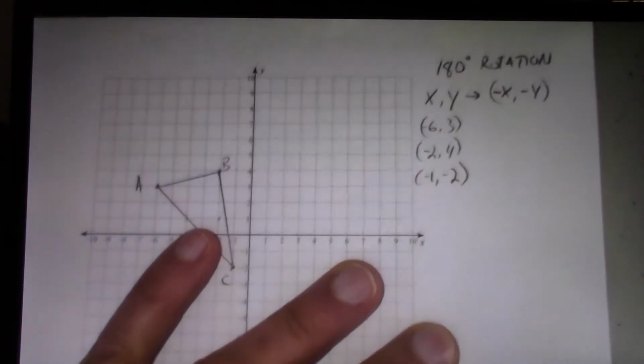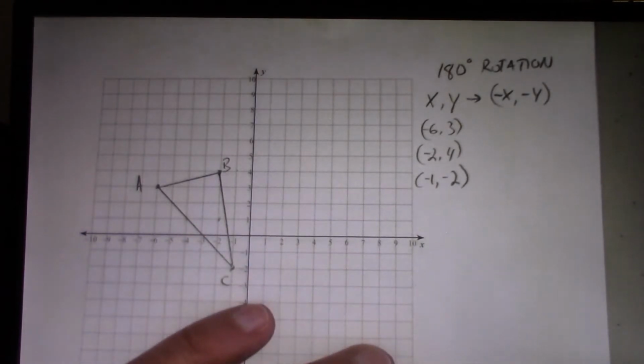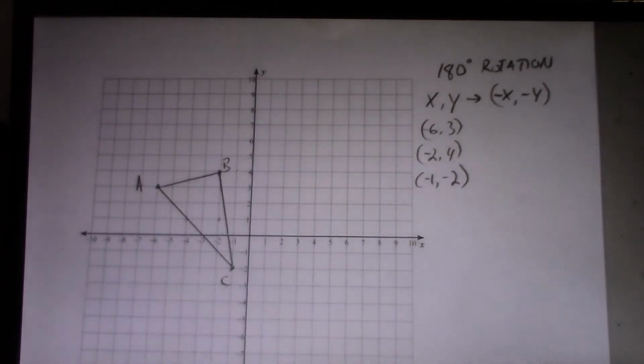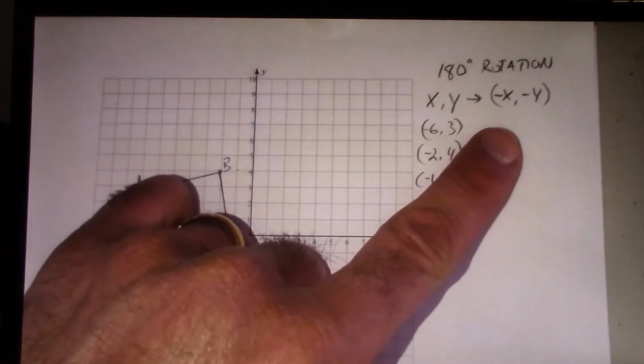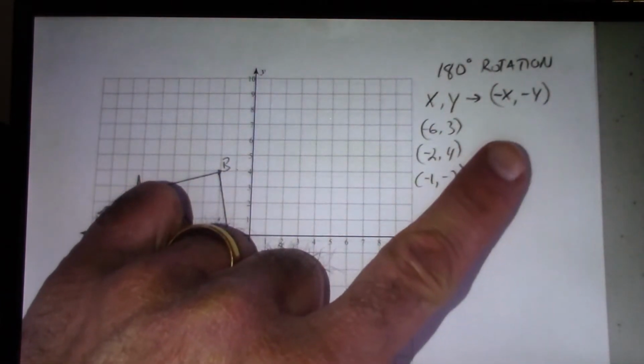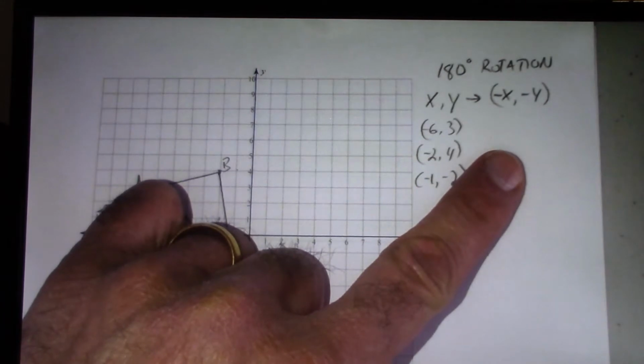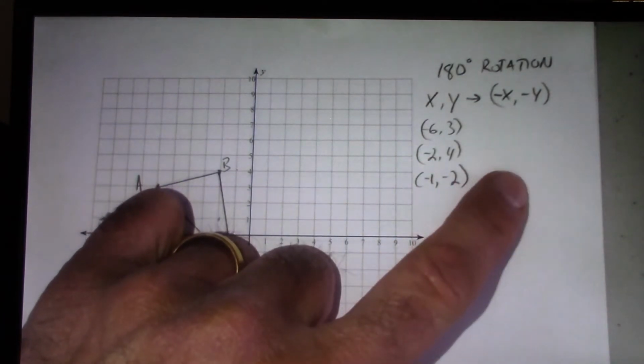Now, the 180 degree rotation is neither clockwise nor counterclockwise. It's actually both clockwise and counterclockwise, unlike the 90, which can be clockwise or counterclockwise. With the 90, the x and y change places, and then we make either the x or the y opposite depending on whether it's clockwise or counterclockwise.